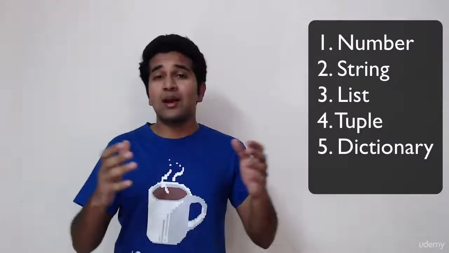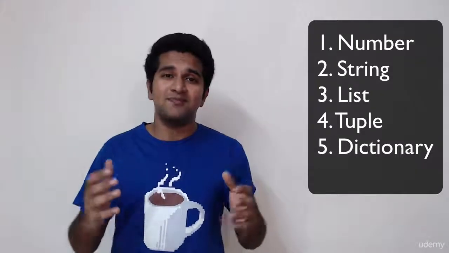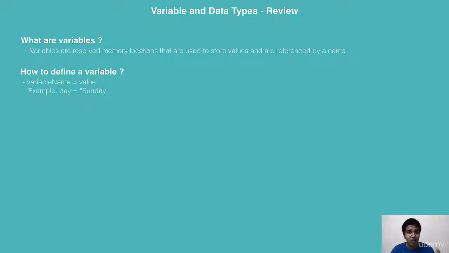Now let's take a quick review of what we have learned in this section on variables. We started this section by discussing what variables are. They are reserved memory locations that are used to store values and are referenced by a name. And then we checked how to define a variable. You need to have a variable name followed by an assignment operator and then a value which you will be assigning to your variable. So in this example, we are assigning the value Sunday to the variable day.